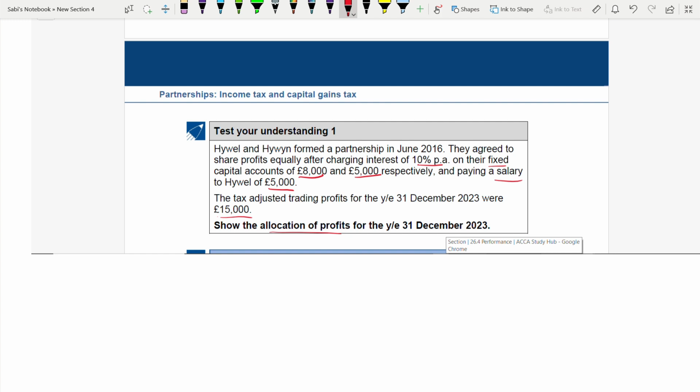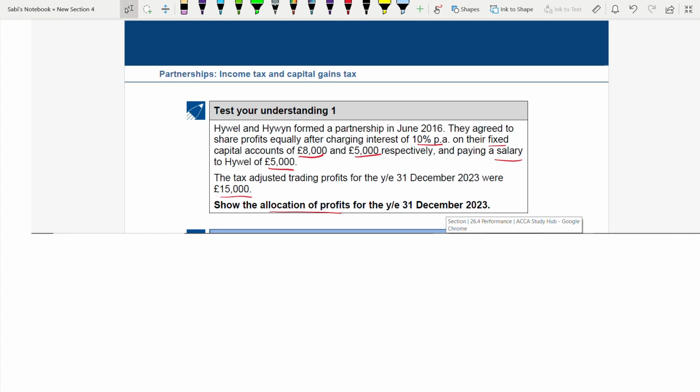In your ATX exam, they will not ask you this simple question, okay? But this is just a beginning and a revision for you to understand how you allocate the profit. So first, we are going to write the names of the two partners. One is Highwell, the other one is High1. And the other column is total.